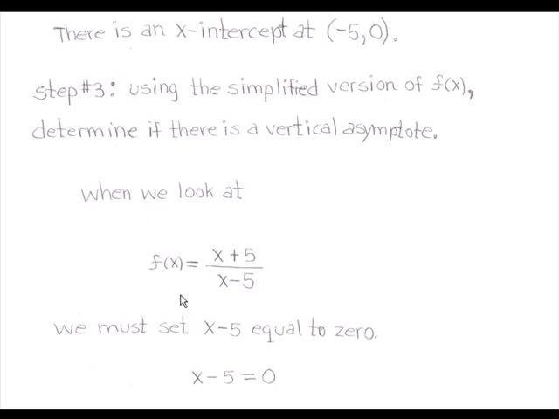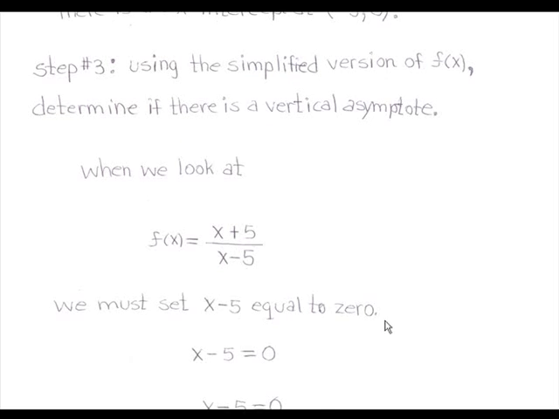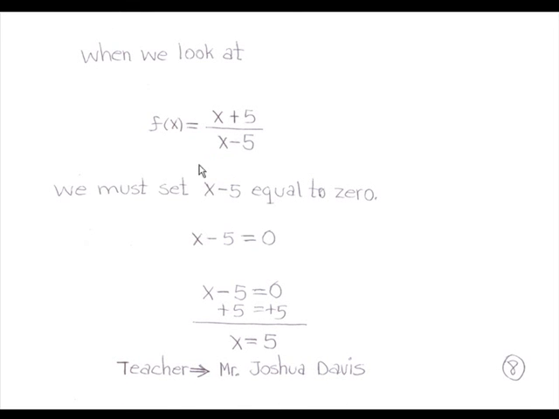When we look at f of x equals x plus 5 divided by x minus 5, we must take the expression in the denominator, which is x minus 5, and set it equal to 0. Why do we do that? Because we know that if we have 0 in the denominator, we cannot divide by 0. The function is undefined. So we take x minus 5 equals 0. When we solve the equation, we get x is equal to 5. Well, what does that mean?